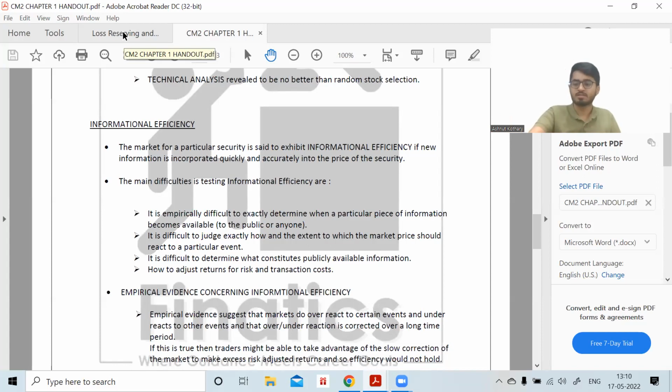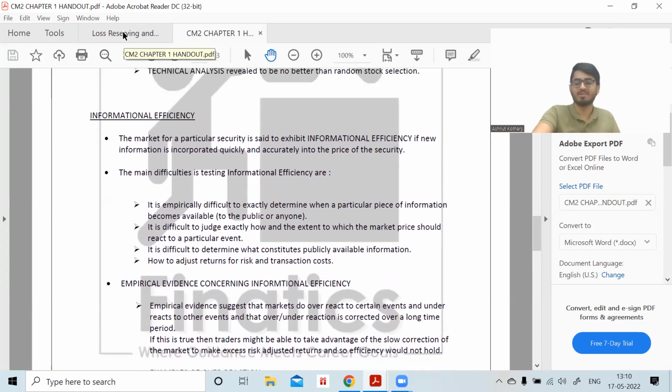Before that, again, in a very concise way, you could look at this. This will help you to generate answers in a very concise way. So under informational efficiency, the first thing we are dealing with is: the market for a particular security is said to exhibit informational efficiency if new information is incorporated quickly and accurately into the price of the security. The main difficulties in testing informational efficiency are: first, it is empirically difficult to exactly determine when a particular piece of information becomes available to the public or anyone.